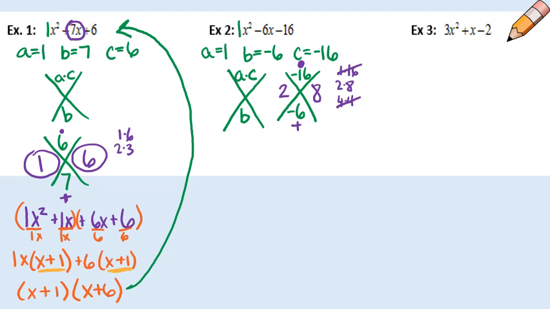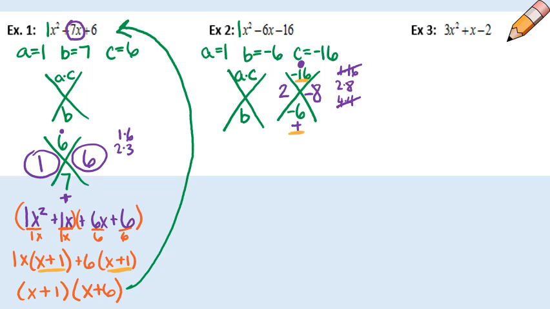We also need them to add to get a negative 6. Therefore, the only option that works is to have a negative 8. Let's double check our work. 2 times negative 8 gives me negative 16. 2 plus negative 8 gives me negative 6. So I know I'm right before I even continue the problem.